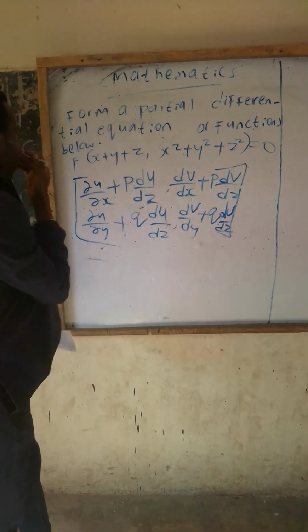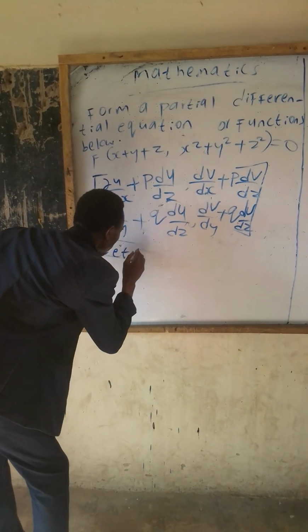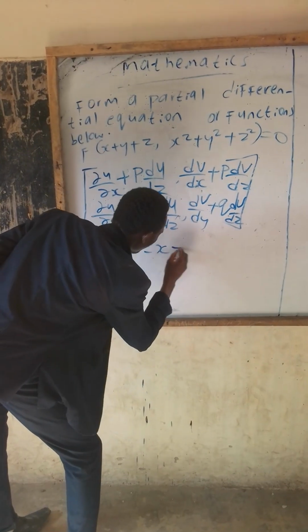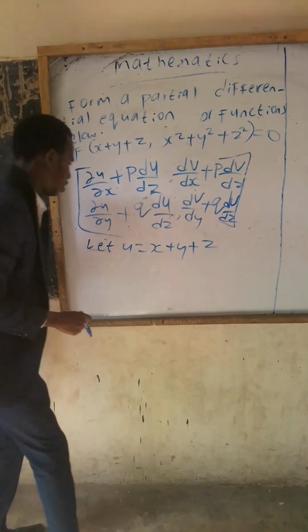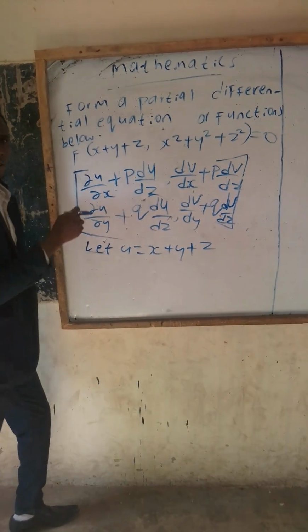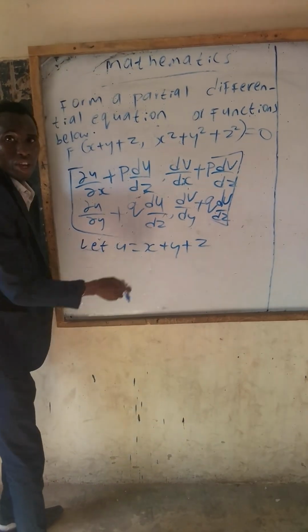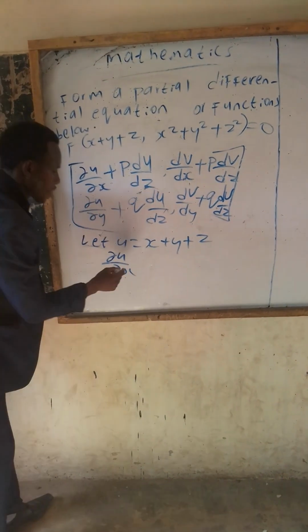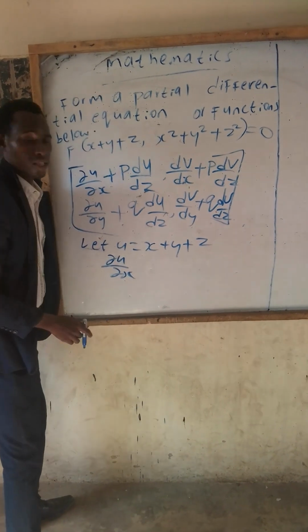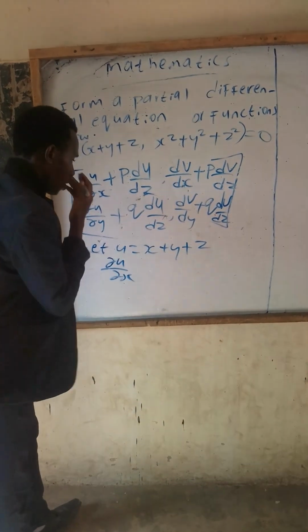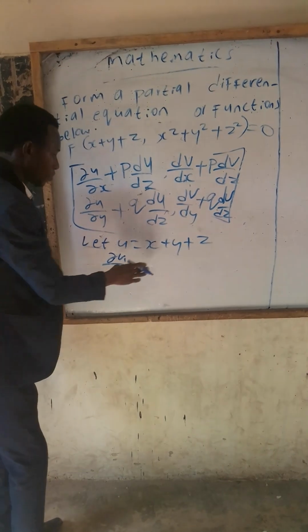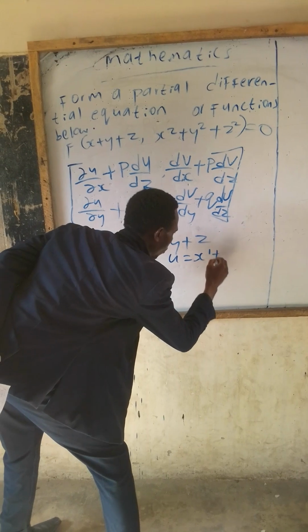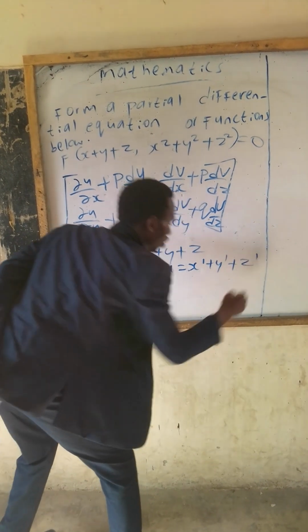So having done that, let u equal x plus y plus z. So this one is u now. So we're going to find the partial differentiation of u with respect to x. That's the first one. So we have du/dx, the partial differentiation of u with respect to x. If we have something like this, it's the same thing as u equals x raised to power 1 plus y raised to power 1 plus z raised to power 1.